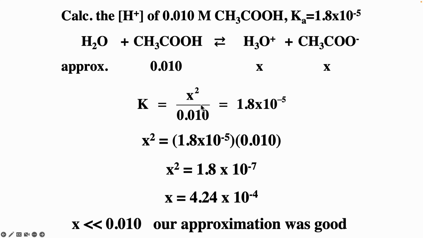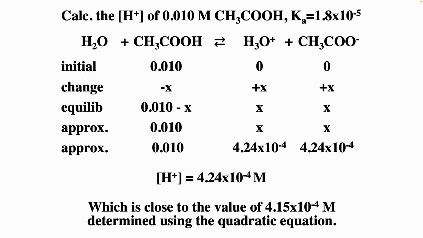Now notice our approximation was good. This is much smaller than 0.01. Also notice that when we did the quadratic equation, our answer was 4.15 times 10 to the minus 4th. And so our approximation gives us a really pretty close answer. Our approximation should be fine.